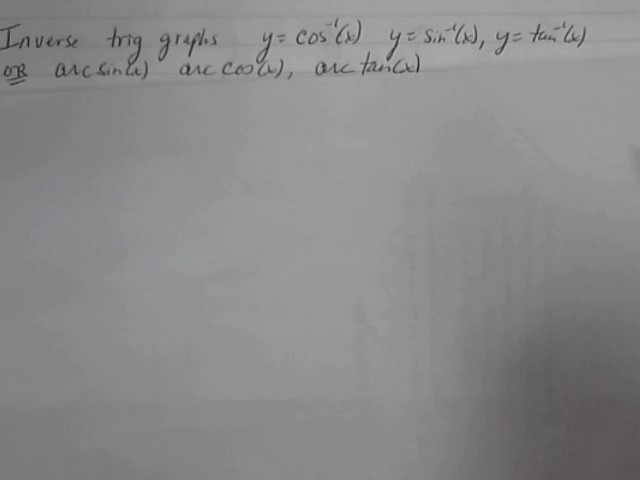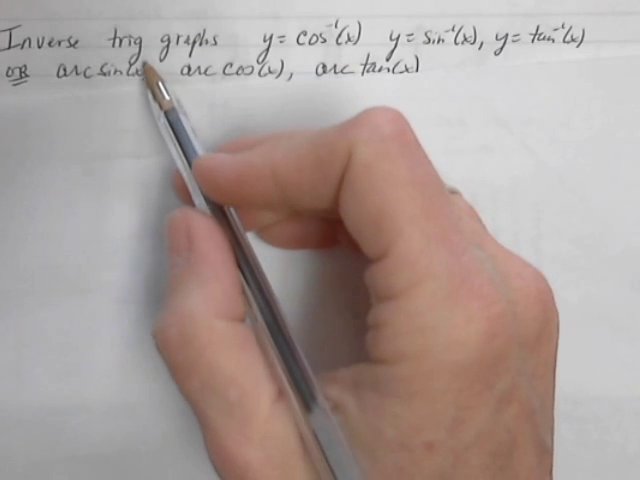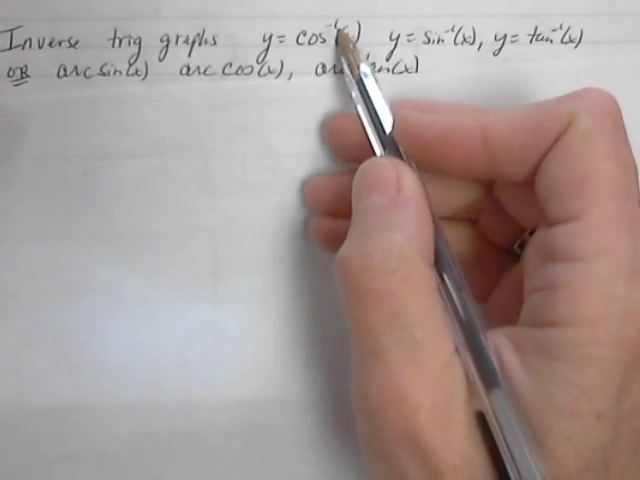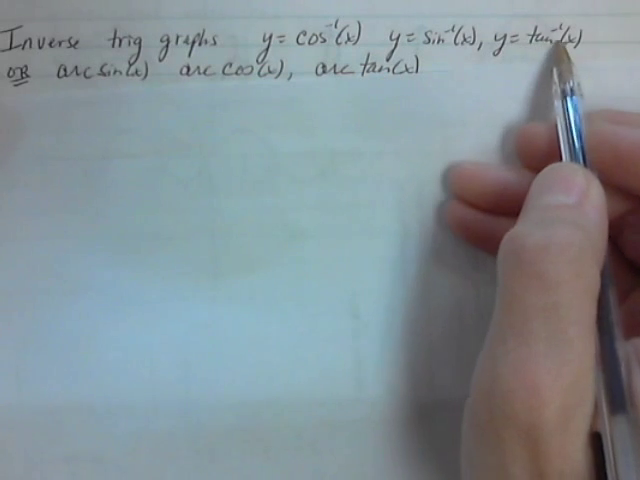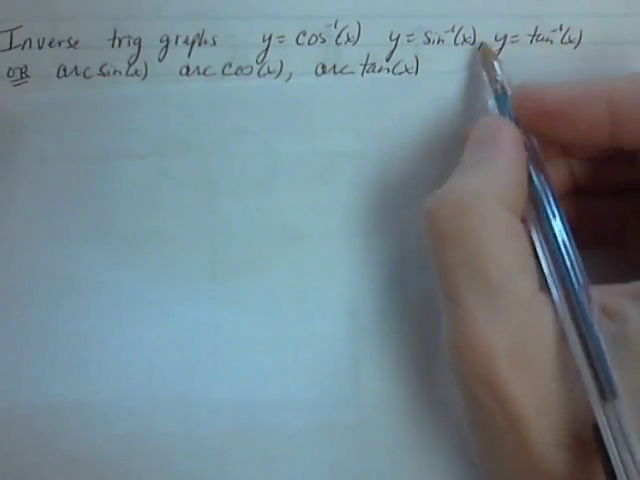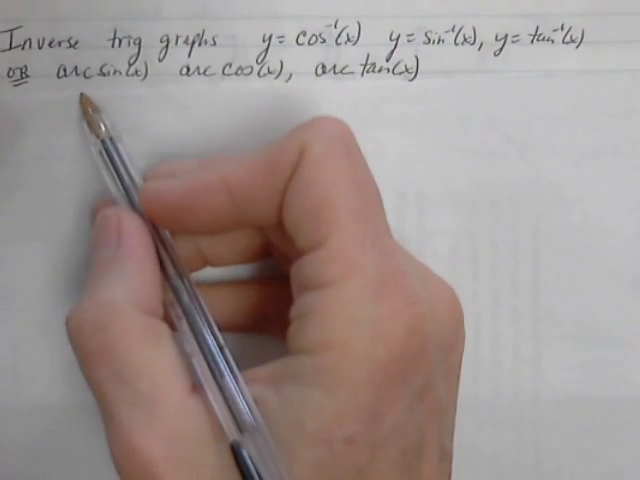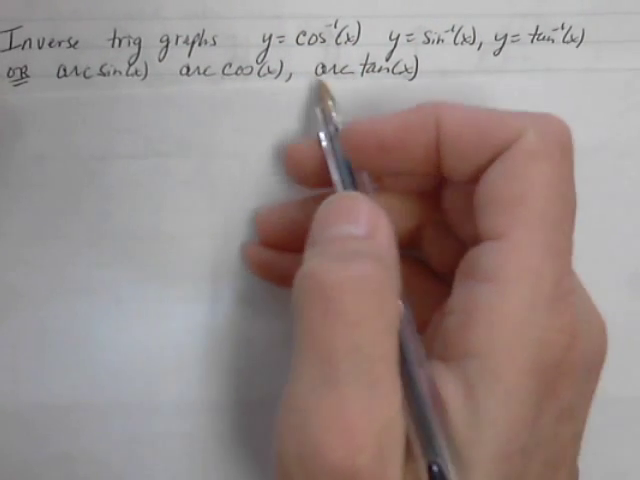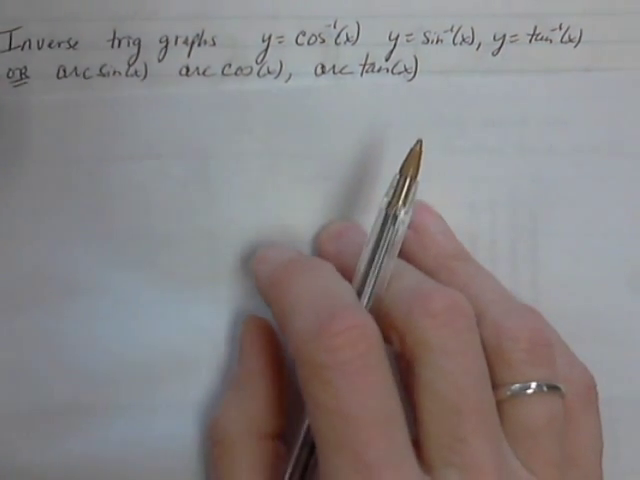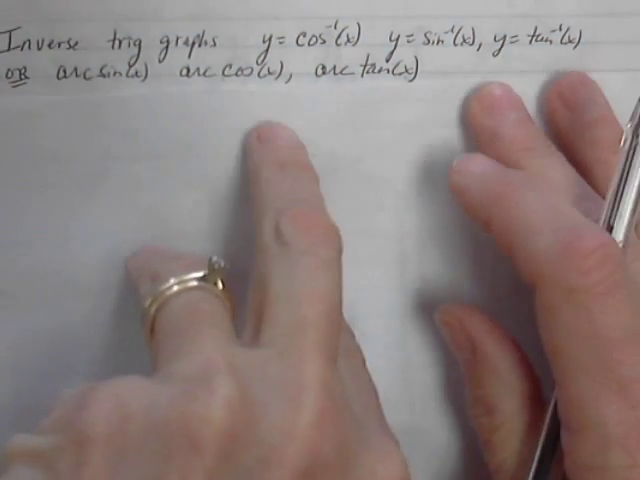Today I'm going to talk about inverse trig graphs. The inverse trig graphs are y equals inverse cosine, inverse sine, inverse tangent. You can write it like this with the little inverse function symbol, or you can call it arc sine of x, arc cosine of x, arc tangent of x. And this should be a review of what you learned last year in Algebra 2.